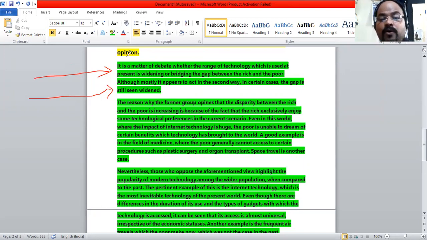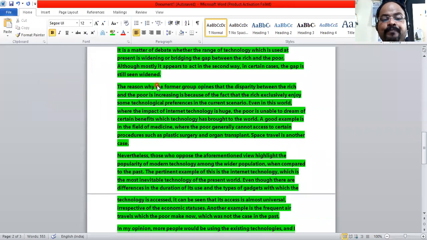So when we go ahead and see the first paragraph, the reason why the former group opines that the disparity between the rich and the poor is increasing is because of the fact that the rich exclusively enjoy some technological preferences in the current scenario. So the rich exclusively enjoy some technological preference. This is the reason they are using some technology by themselves. The poor are not able to do so. They are not going to enjoy it.